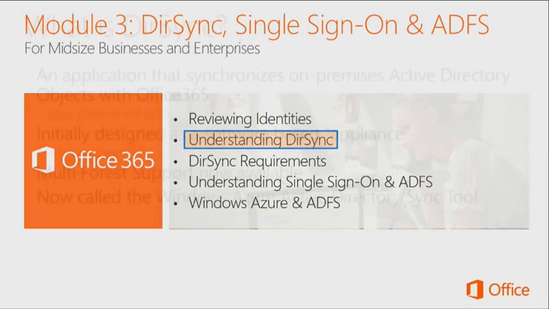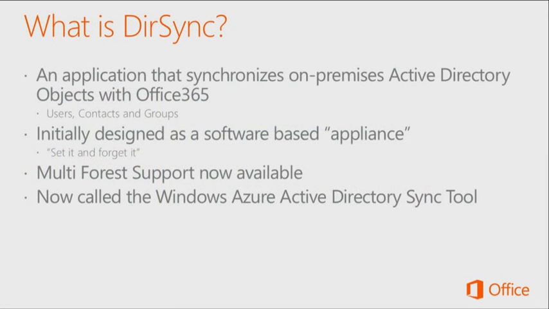Understanding DirSync. So this is the new DirSync. What is it? It's an application that synchronizes on-premise Active Directory with Office 365. Users, contacts, and groups are what are synced. So if you have users and remote contacts and groups in your on-premise AD, they're going to sync. Initially designed as a software-based appliance. So this is kind of like you're going to install this device and forget it. It doesn't take a lot of resources. It does need to be a server, and we're going to get to the requirements in a minute. Multi-forest support is now also available. This was not available before, and it's got a new name: Windows Azure Active Directory Sync tool.